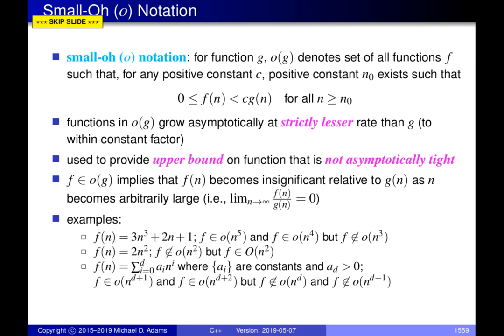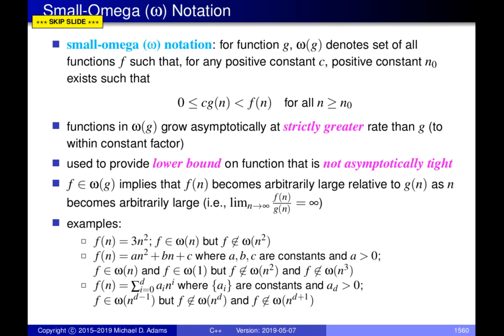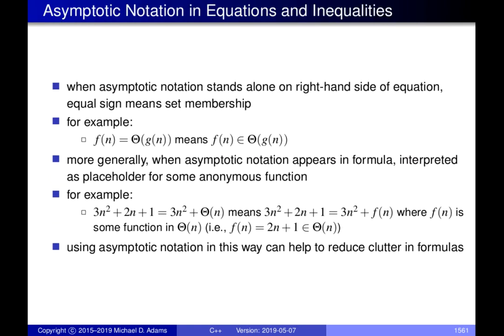I don't want to spend a lot of time on this. There's also some additional material that I'm going to skip over. There's small o notation and small omega. They tend not to be used so much in algorithm analysis. They're used more for mathematical derivations, so they're not really important from the point of view of this course, and you're not responsible for them.